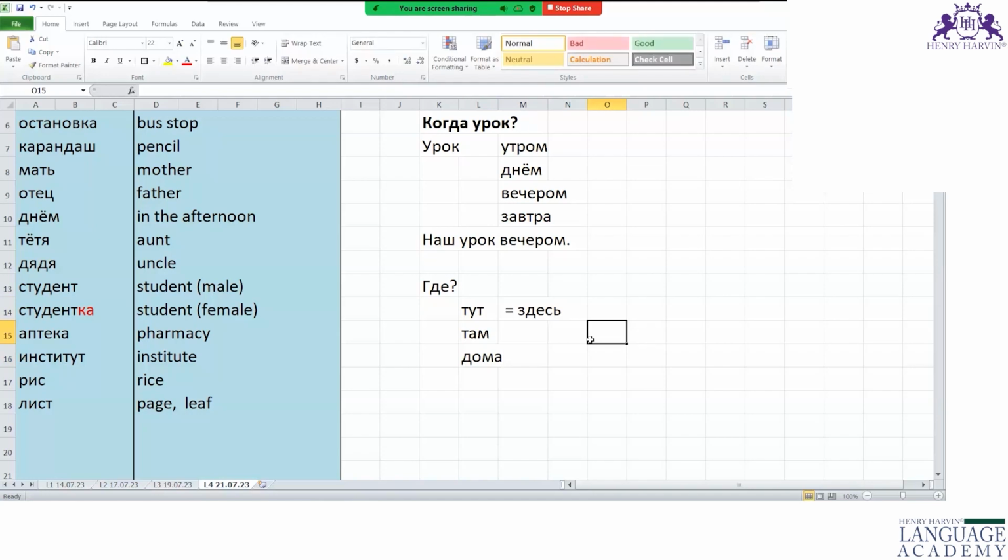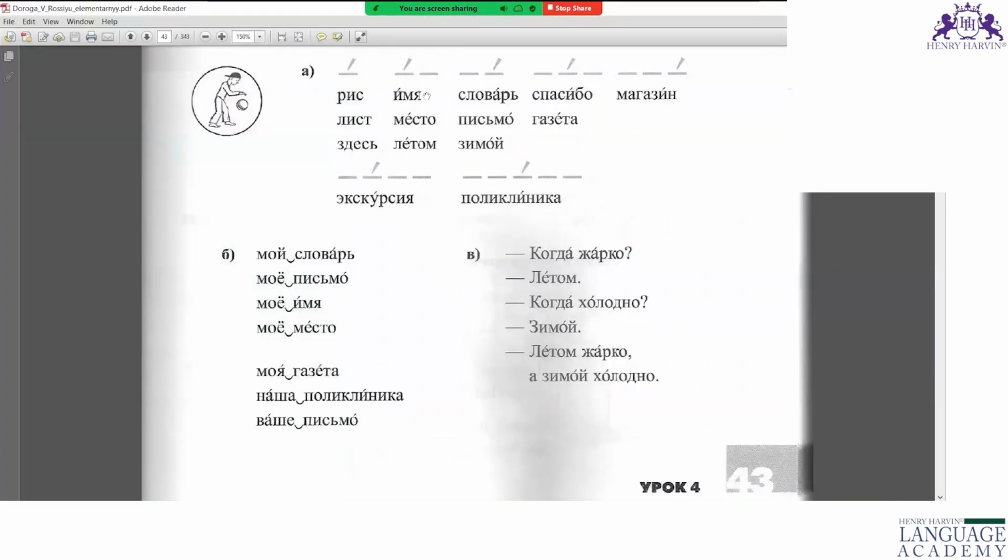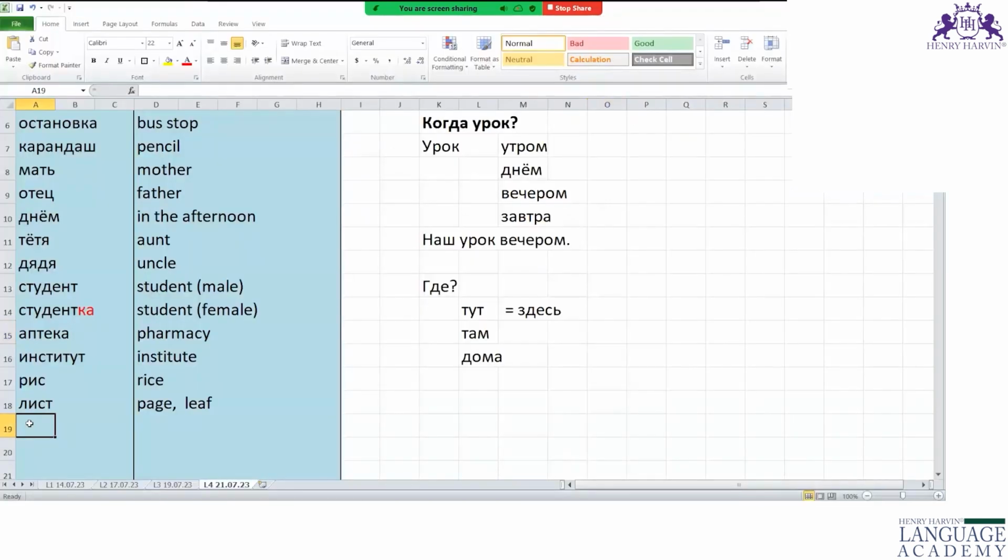Тут, там, дома. Instead of тут, we can say здесь. Окей. Имя. Имя is a name. Имя, name.